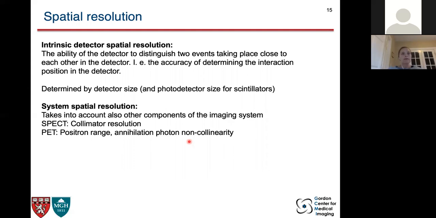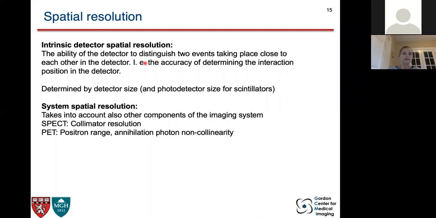So then we have something that's not necessarily a characteristic that is important for all radiation detection systems, but it's important for radiation detection imaging systems. So that is the spatial resolution. So we talk about the intrinsic spatial resolution, which is the ability of the detector to distinguish two events that are taking place close to each other inside the detector. So this is the accuracy of determining the interaction position in the detector.